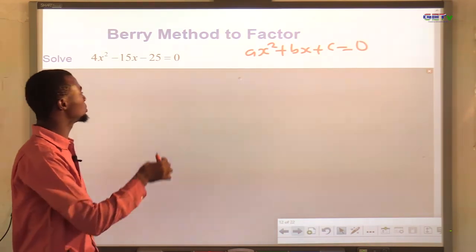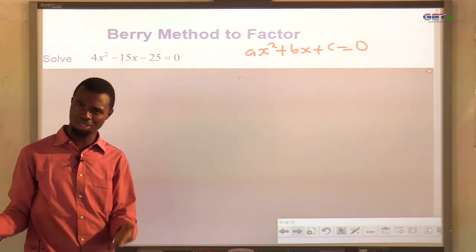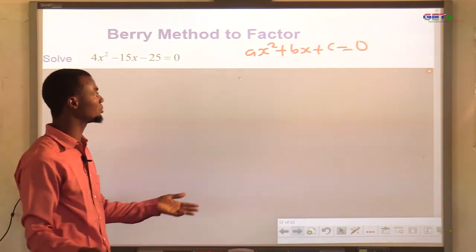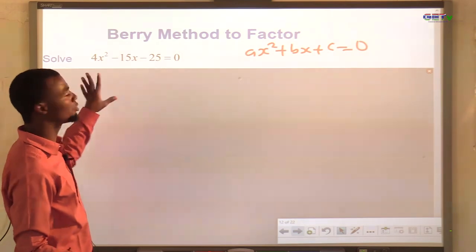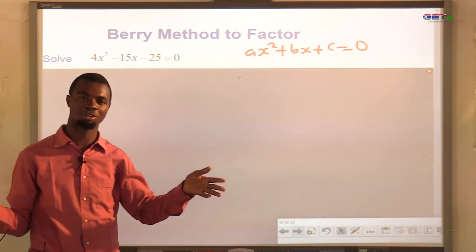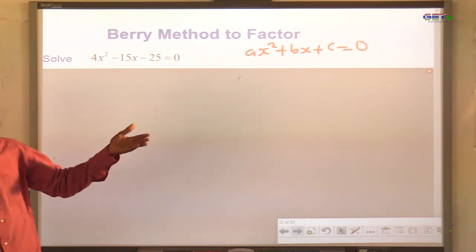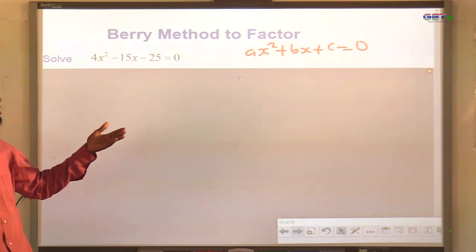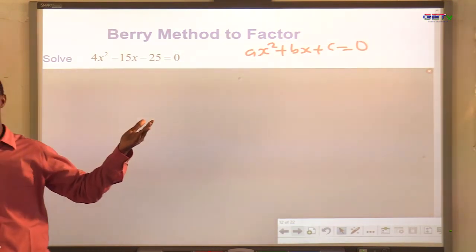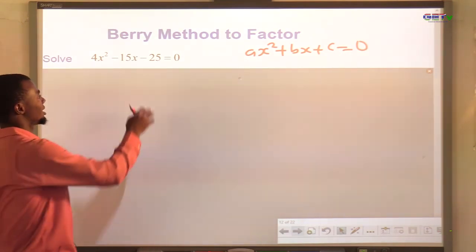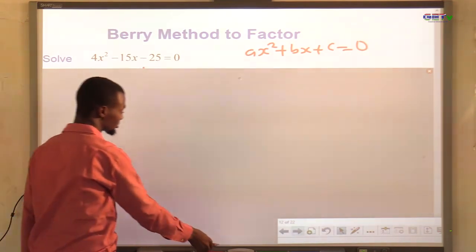Now what you will do, you apply the Berry method. The same procedures that we learned previously is what we apply to solve this. First, we look whether it is in standard form. Is it in the form of ax squared plus bx plus c? Yes, by looking you can tell it is in standard form. Now we go to the next level.